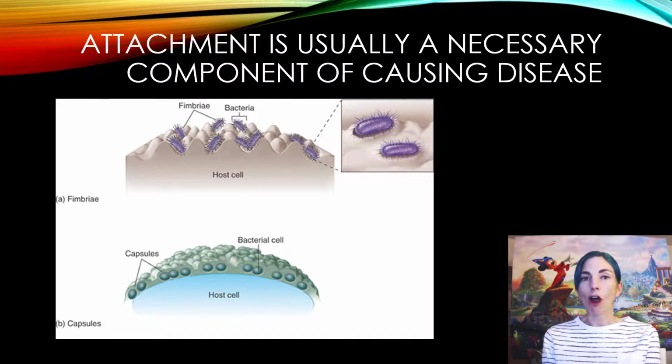If bacteria are unable to attach to our cells, then chances are they're not going to be able to cause disease. So for that reason, if we have a mutation, for instance, that renders bacteria fimbria incapable of being synthesized, then that bacteria may not be as pathogenic. And of course, anything that allows bacteria to attach is going to be a virulence factor.